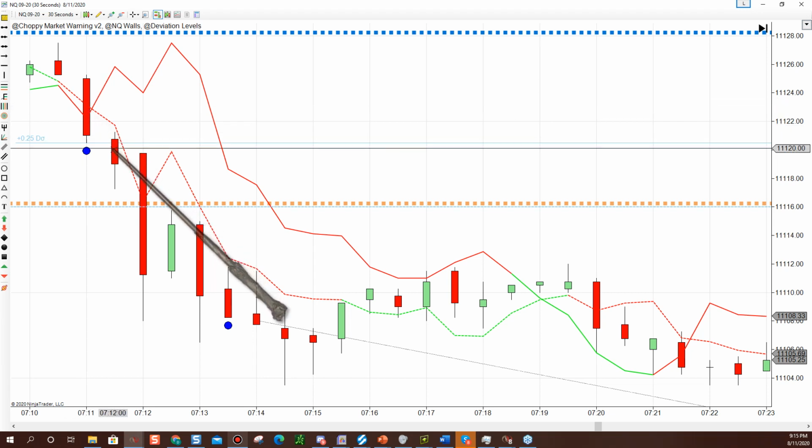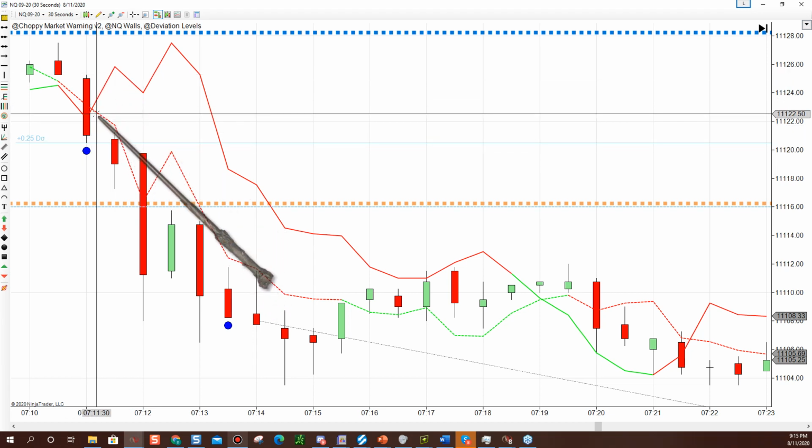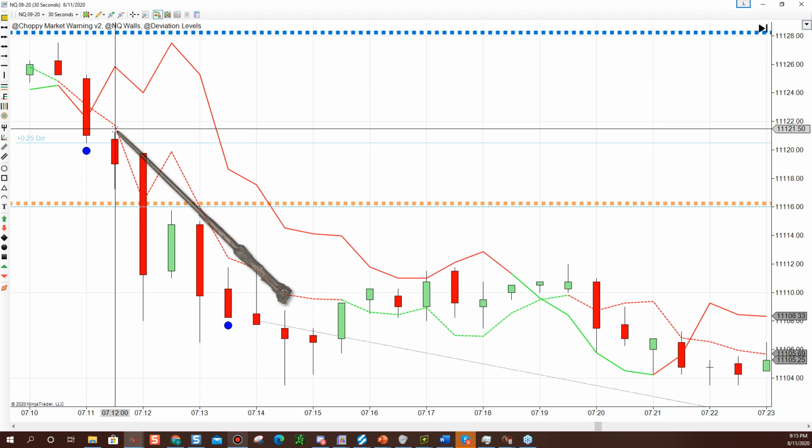And the third red bar, one is angling up, one is angling down. So therefore, that's why we don't consider the third bar. So the question was, why don't we consider the third bar?